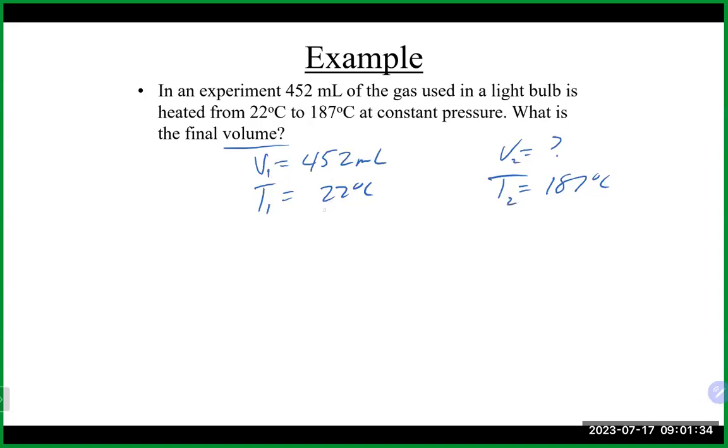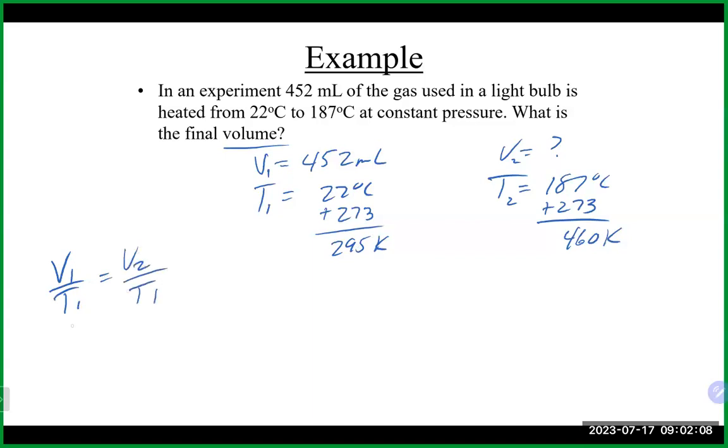In this case, we do need to, like most and pretty much all gas laws, convert our temperatures here to Kelvin. So we're going to add 273 to each of those. So that's 22 plus 273, which is about 295 Kelvin, and 187 plus 273 is going to give us 460 Kelvin. So now we got basically everybody in the correct units here. We're going to solve for V2. So V1 over T1 equals V2 over T2, and we're going to solve for that. So we're just going to bring this one to the opposite location.